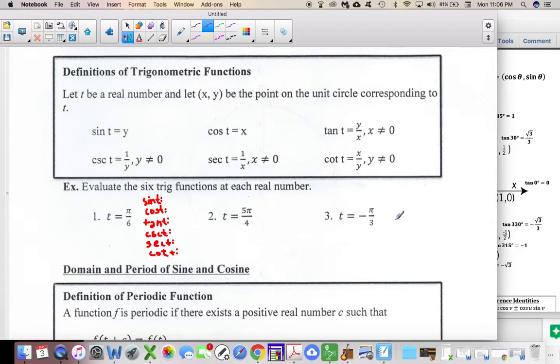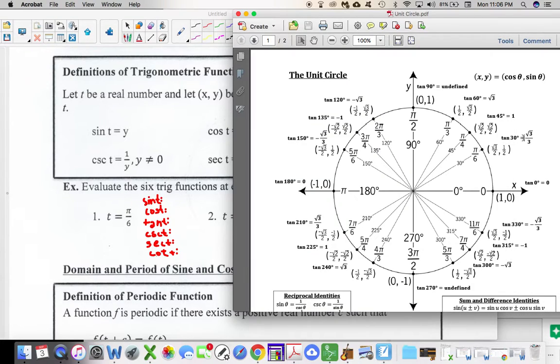Okay. So they ask for the 6 trig functions: sine, cosine, tangent, secant, cosecant, cotangent. I didn't want to write them again over here because I'm lazy. So finding pi over 6 on your unit circle, this is just trying to get you used to where things are located. So pi over 6 is the same as 30 degrees.